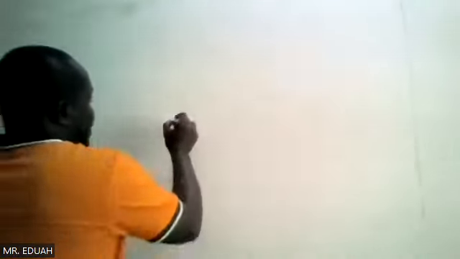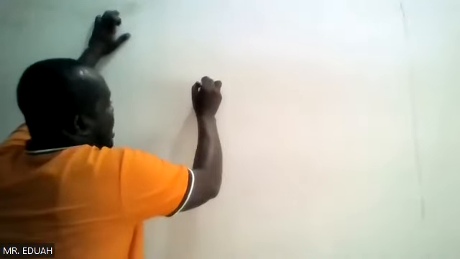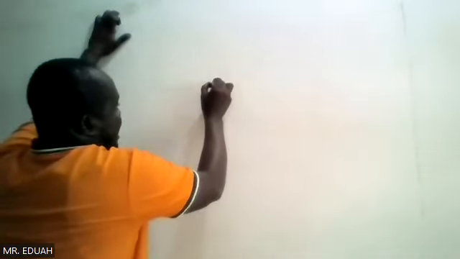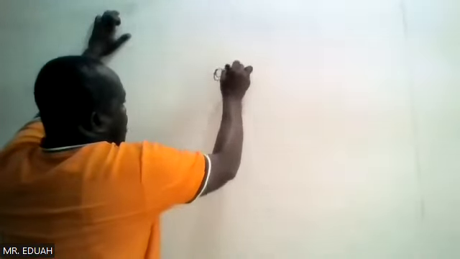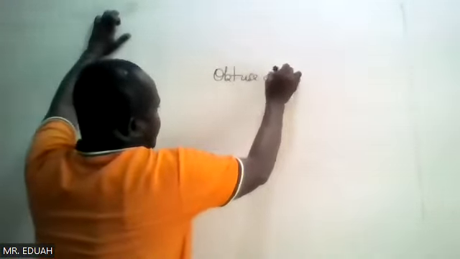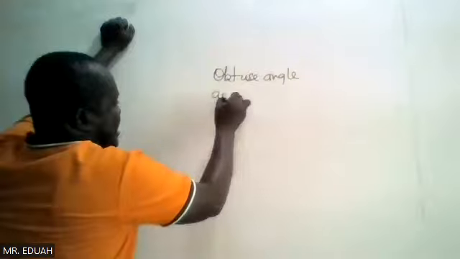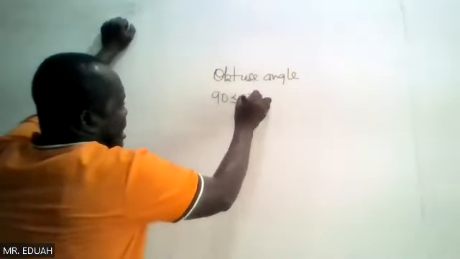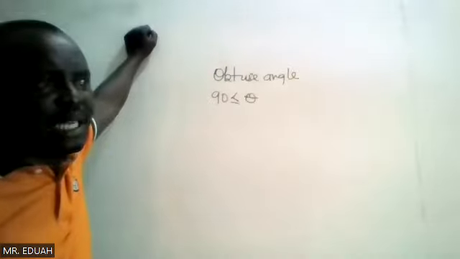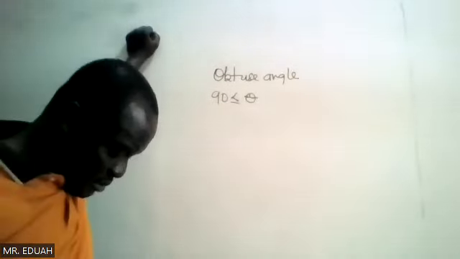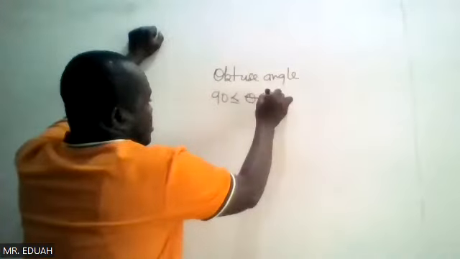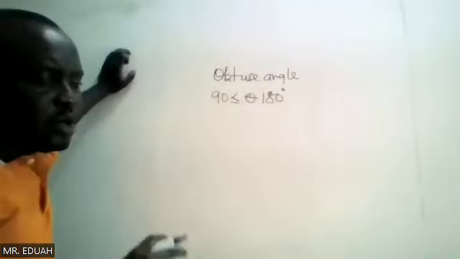Yesterday I gave you an example where the angle between the forces was 60. An obtuse angle is any angle greater than 90 and less than 180. So yesterday we looked at acute; let's look at an obtuse angle.